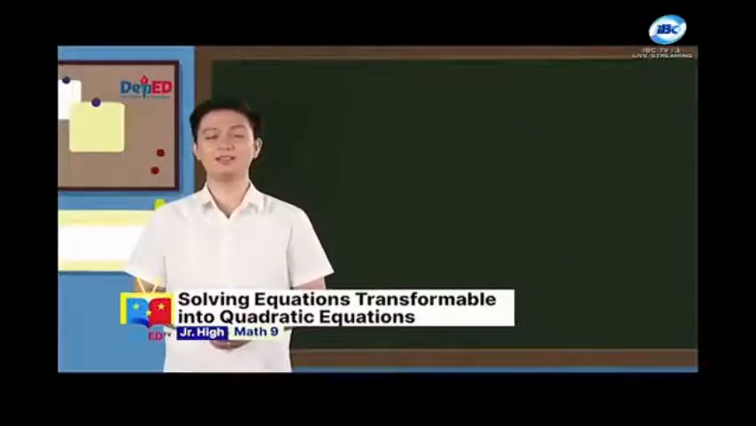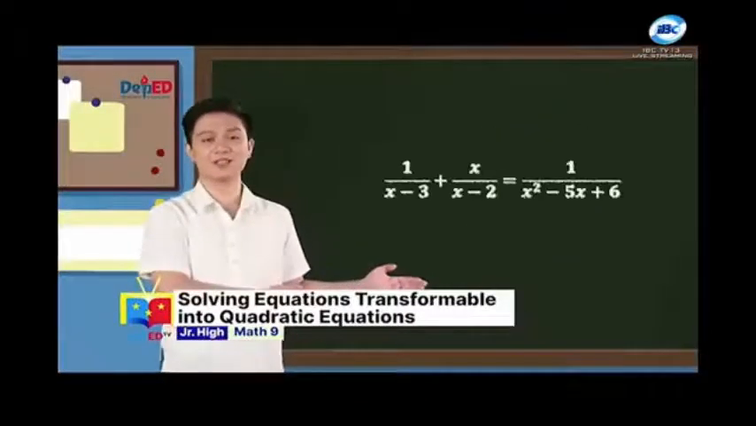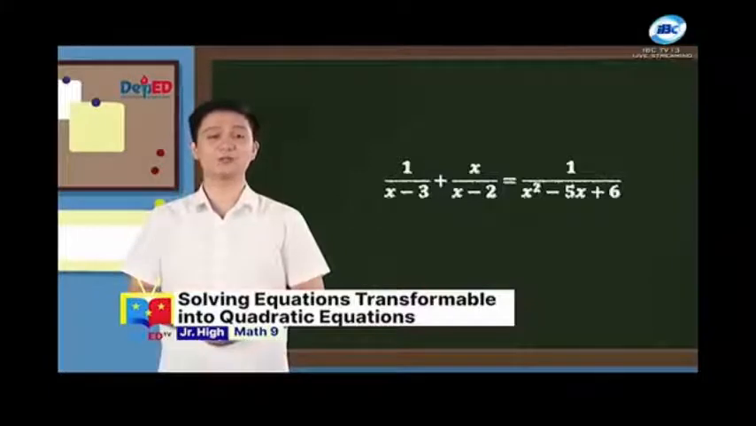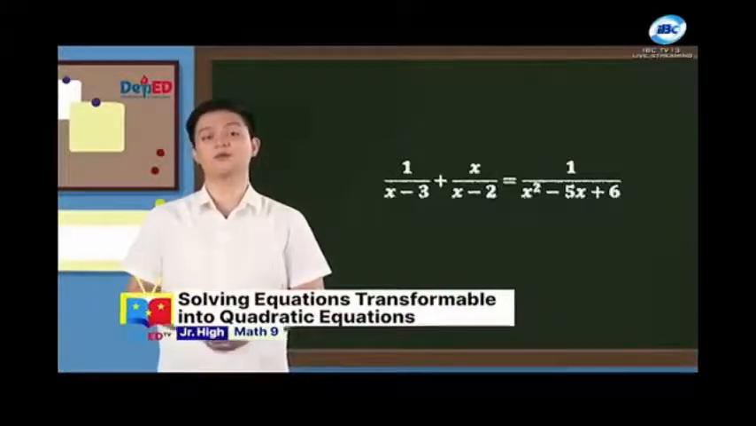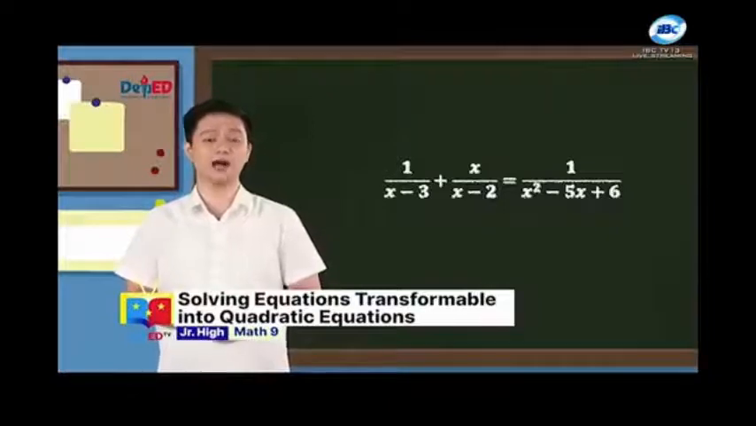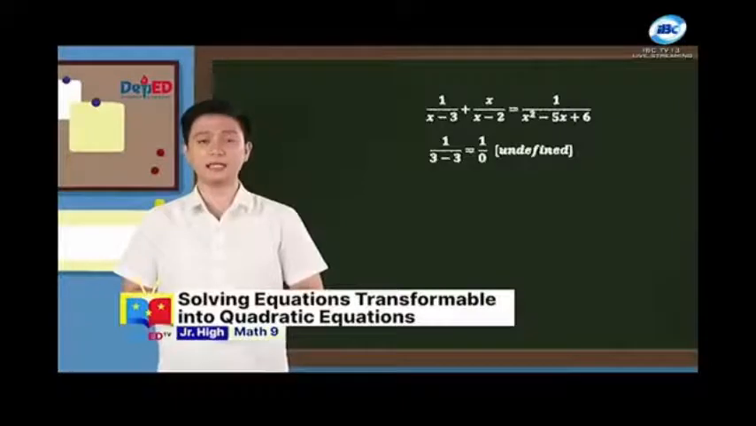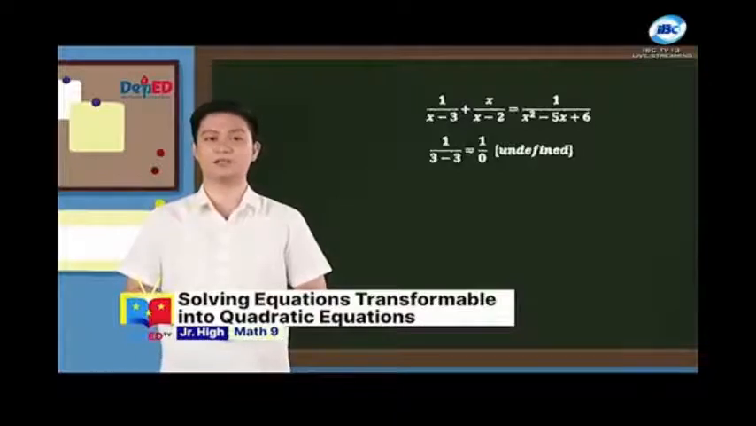One last example. Let's solve this equation. X should not be equal to 3, nor should it be equal to 2. 3 and 2 are called the excluded values of x. This is because x minus 3 will be equal to 0 when x is 3, and hence 1 over x minus 3 will be undefined.